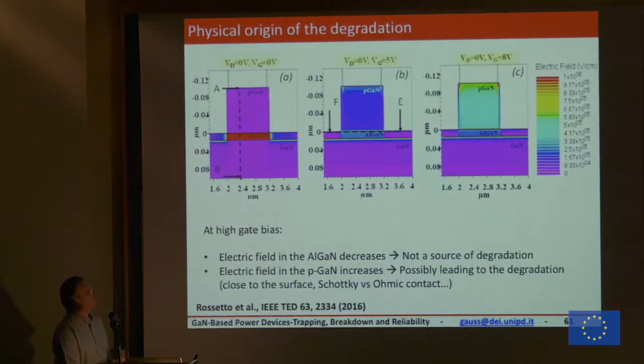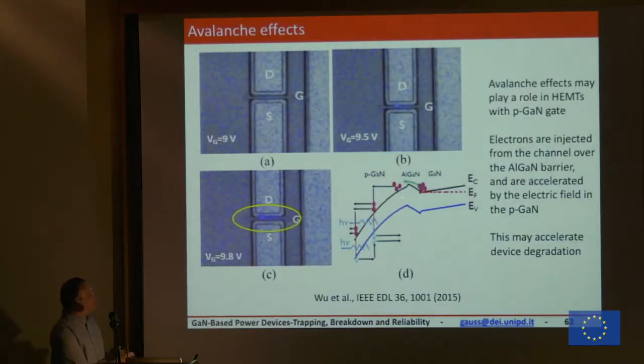And this is what we have done, studying the structure. We have seen that very likely most of the problem comes from the P-GaN region, which is doped. Then during the high bias, this is bent up a lot. We have a very high electric field in the P-GaN region, and this very high electric field can damage your structure.